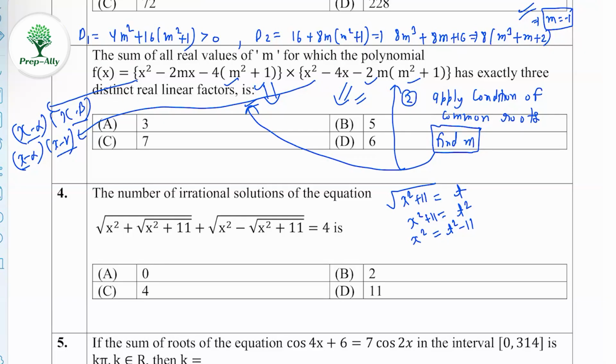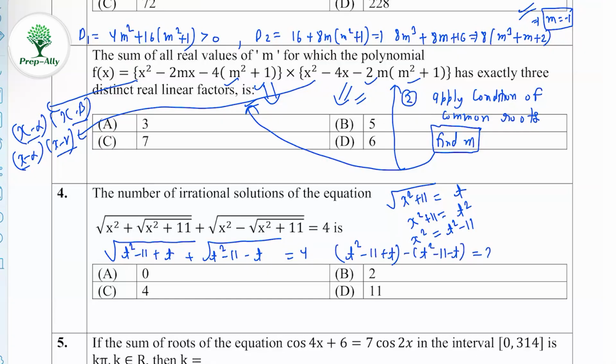So what will be this quadratic? This equation will be, in place of x square, what I can write? T square minus 11. So root of t square minus 11 plus t, plus root of t square minus 11 minus t, is equal to 4. Now, if you see t square minus 11 plus t and t square minus 11 minus t, their difference is what? Their difference is nothing but 2t. Now here you can apply a square minus b square.